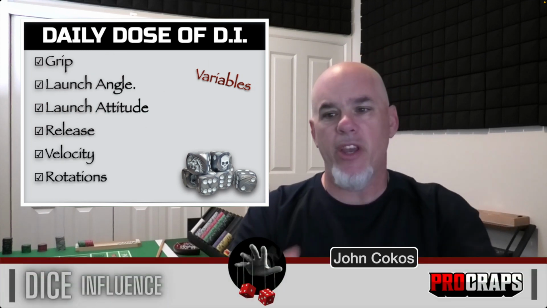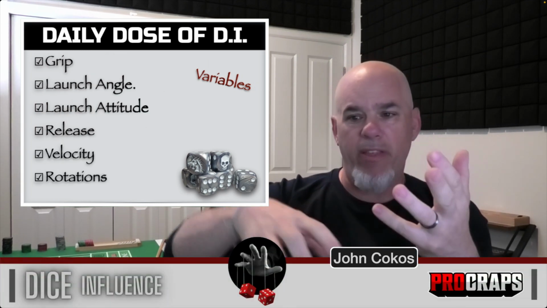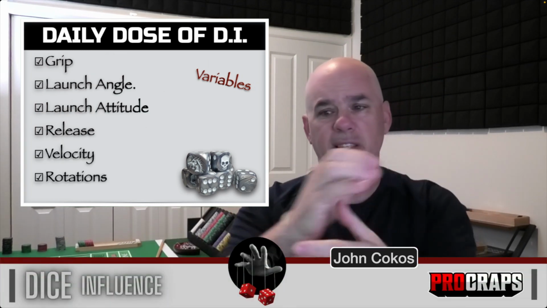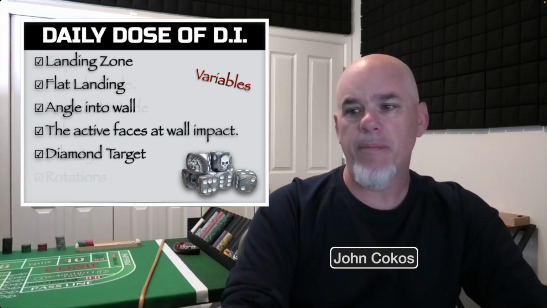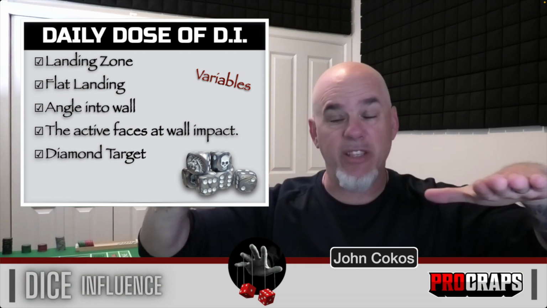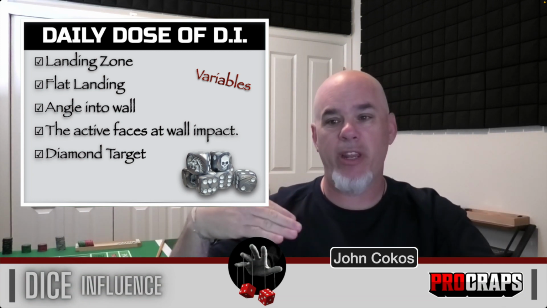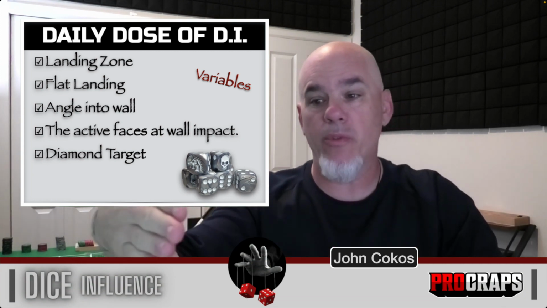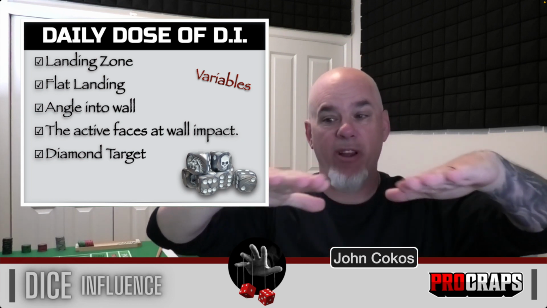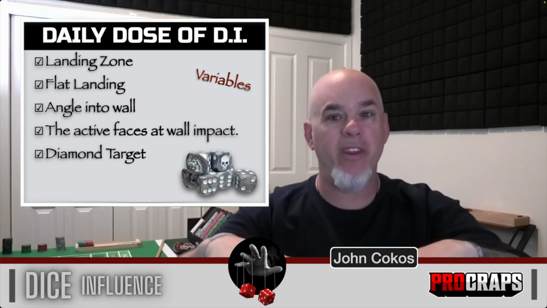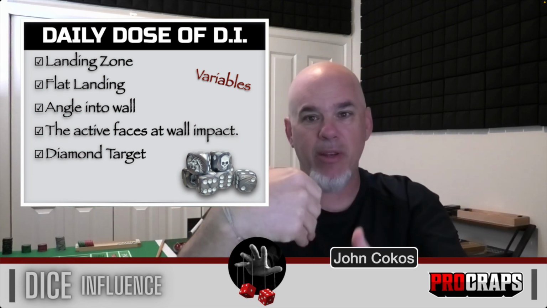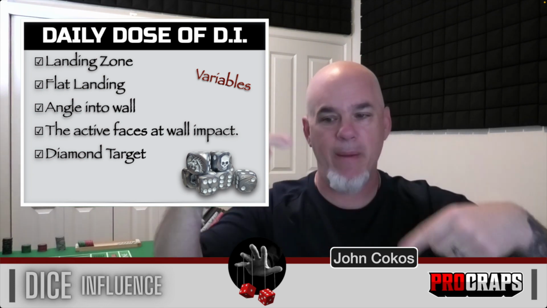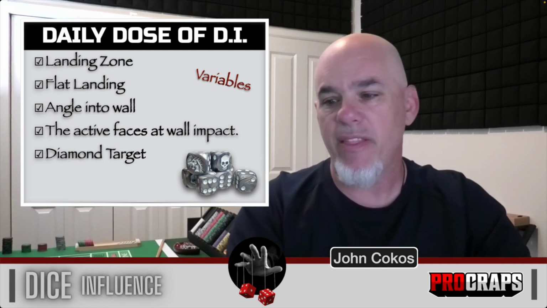And again, let's go through it. Your grip, your launch angle, the attitude of the dice, the release, the velocity, the number of rotations, the angle at which it comes down and lands, where it lands, if it lands flat or not to reduce the energy, the angle it hits the wall at, what direction they're moving in, which active faces are there at the wall impact, where on the diamonds do you hit, the bottom side of a diamond, the front of a diamond, the side of a diamond, all those things matter in terms of what happens to the dice after that hit.